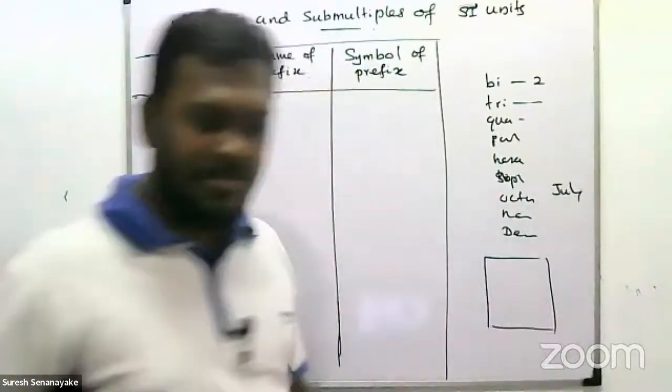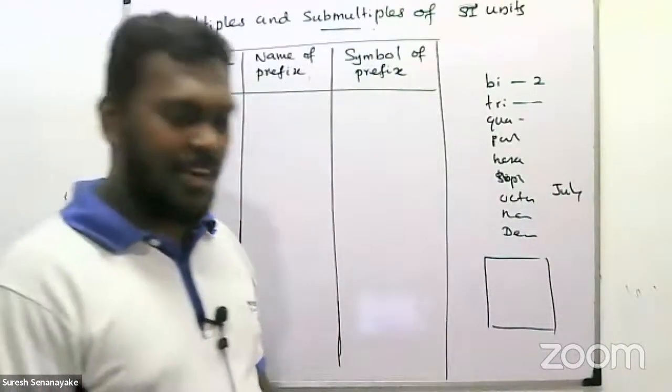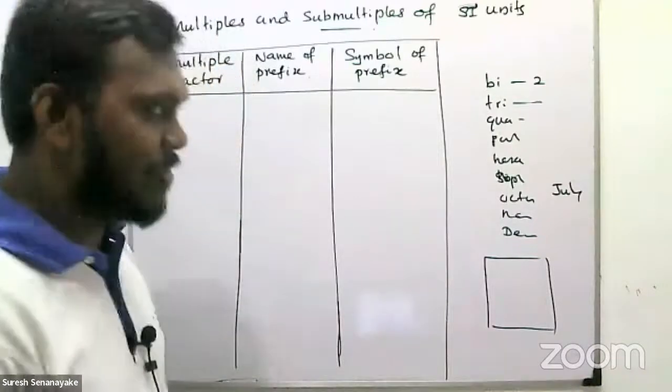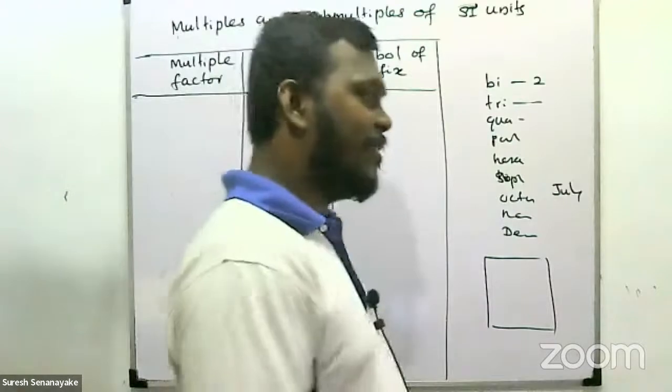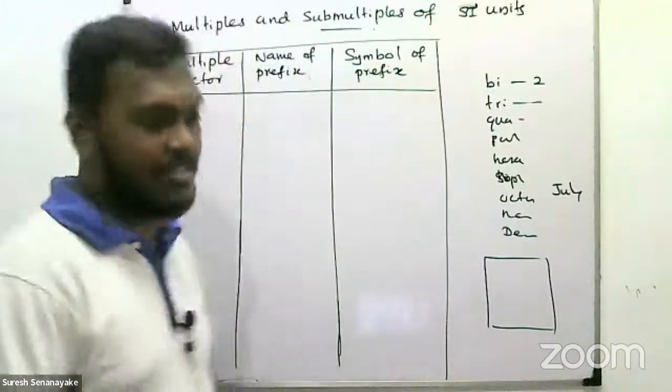Right. So after Julius Caesar, the next ruler was Augustus Caesar. Augustus Caesar also wanted to do what Julius Caesar had done.